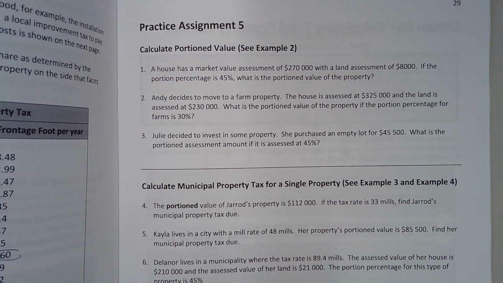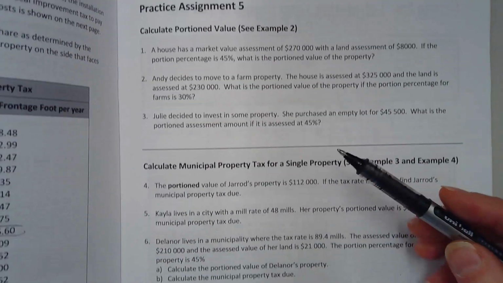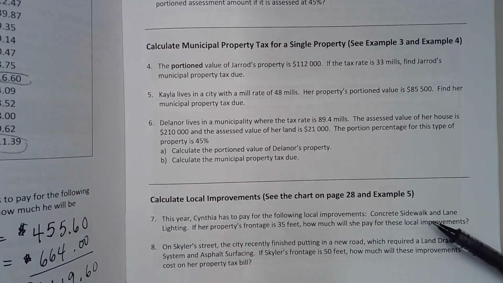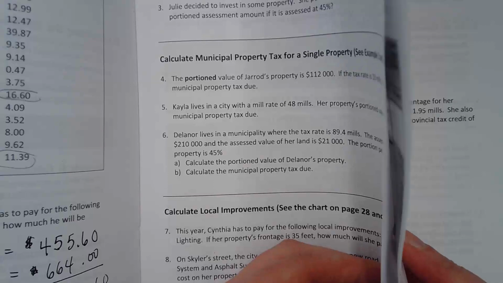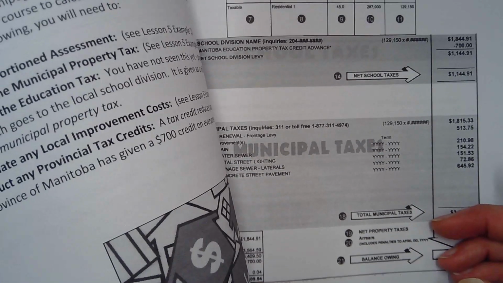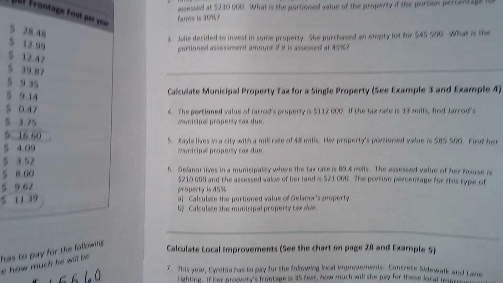But this is kind of nice because there's so many parts. So these 3 questions say see example 2, these next 3 see example 3 and 4, and then local improvement see example 5. And that's it for this. And then we'll kind of put everything together on the next lesson. But it's all kind of chunked out for you, okay?